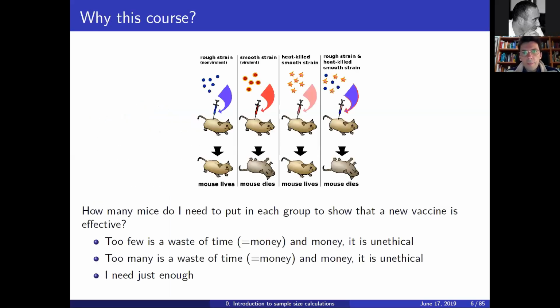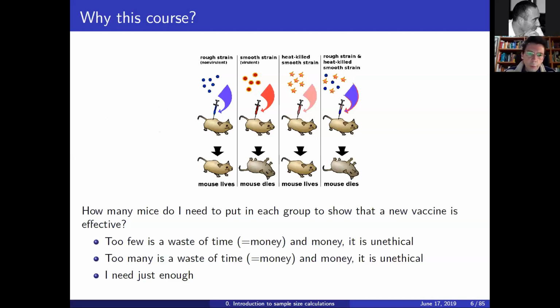Okay, so let's say that you are designing a new treatment and you want to see whether this treatment is useful, I don't know, to vaccinate animals or to treat animals for some disease or whatever. And the problem is how many mice or how many animals you need to put in each one of the groups to show that the new vaccine is effective.